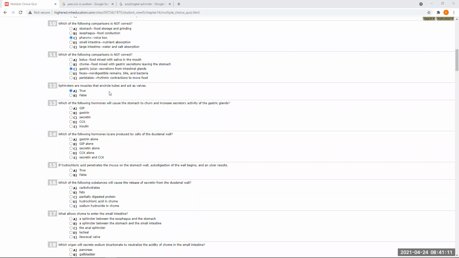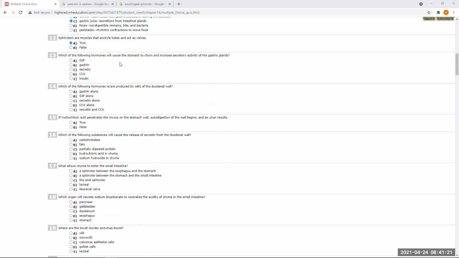All right, so sphincters encircle tubes and act as valves. Let's go on to the next one. Which of the following hormones causes the stomach to churn and increase secretory acidity of the gastric glands? It's something related to your gastric glands, which is gastrin. Gastrin is the one that increases the activity of the gastric glands. Who answered that one? Chandel Cunningham. Thank you, Chandel. Very good. Remember, gastrin increases the activity of the gastric glands.